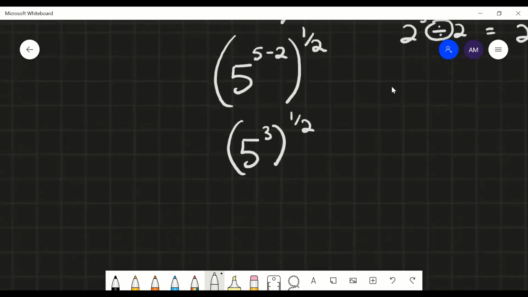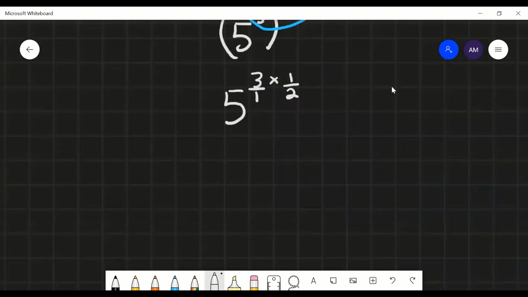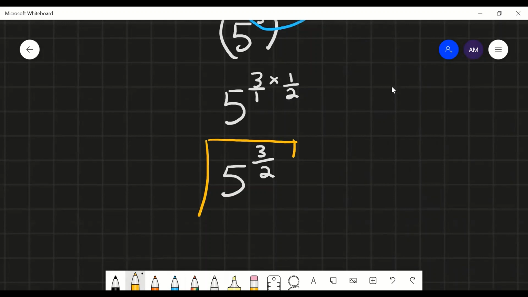And now this here will be another multiplication. 5 to the power of 3 times 1 over 2. We have to change the 3 to be over a 1. And that makes 5 to the power of 3 times 1 is 3 over 1 times 2 is 2. And that's it for the exponent properties. I'll see you in the next video.